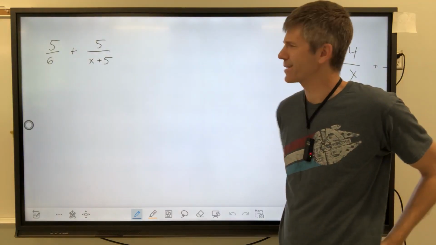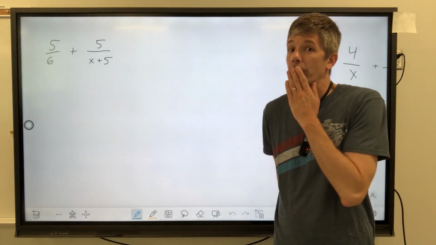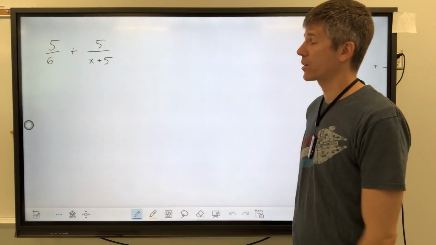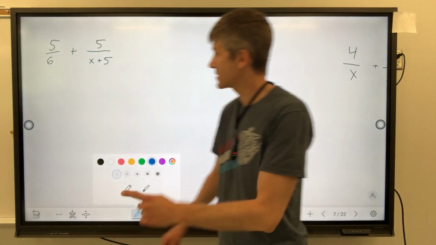This one's a little tricky. Look at that denominator on the right. It's a binomial. What are we going to do? Panic? No, I'm kidding. Let's not panic. Here's what we are going to do. We're going to find the least common denominator among 6 and x plus 5.